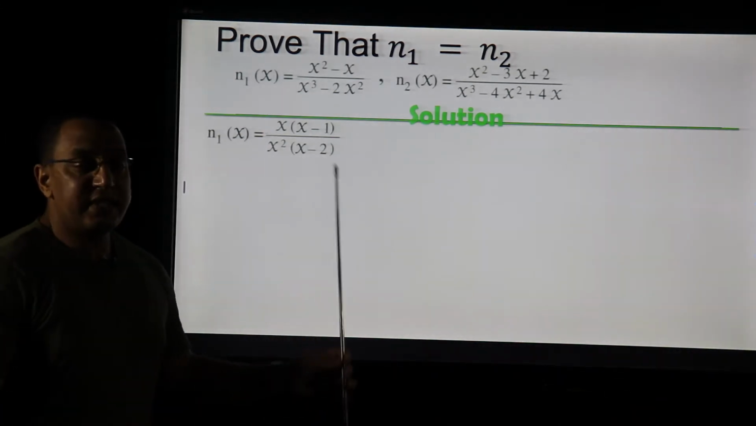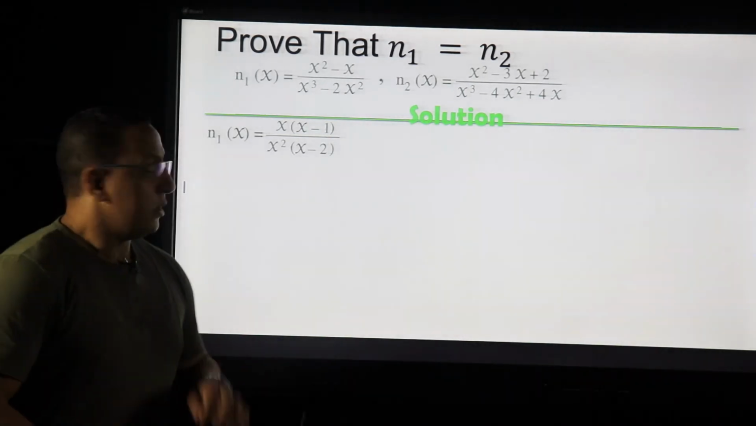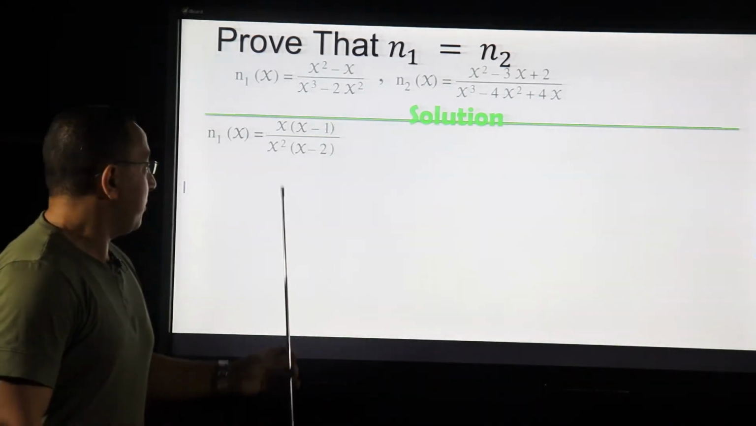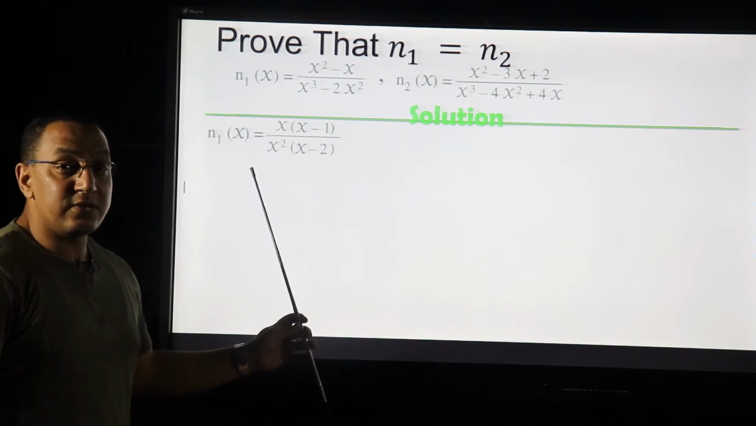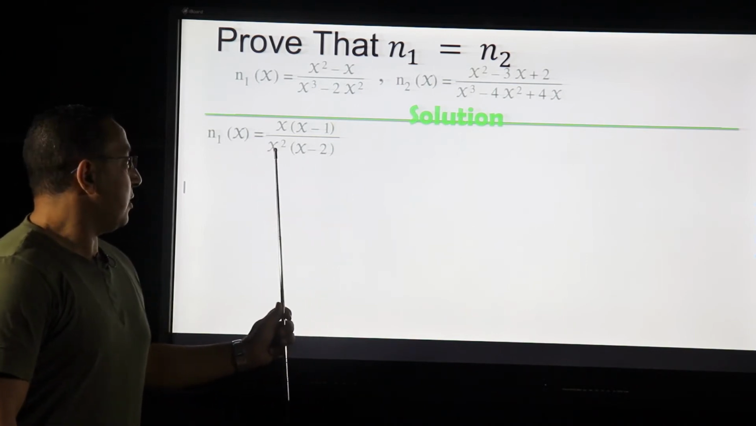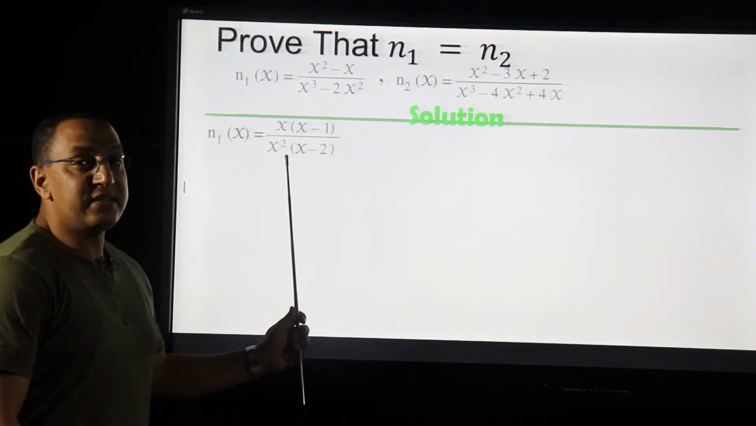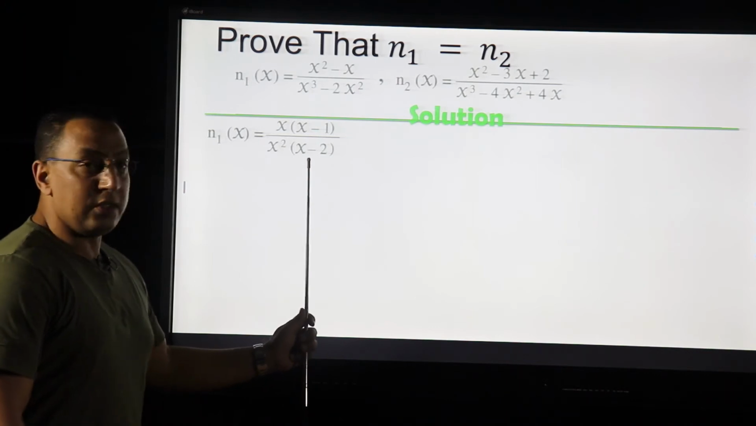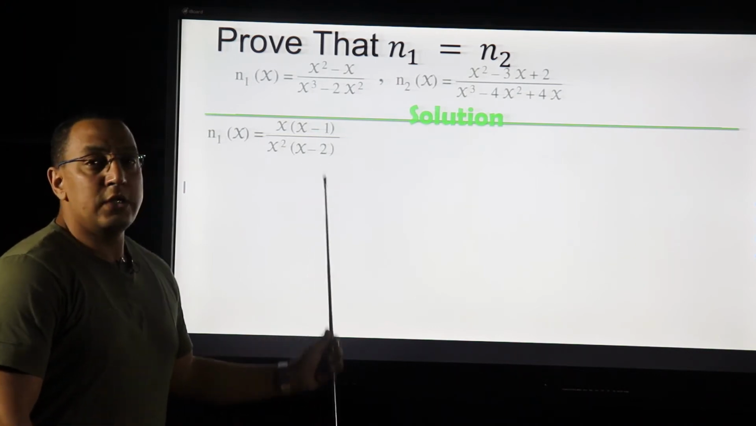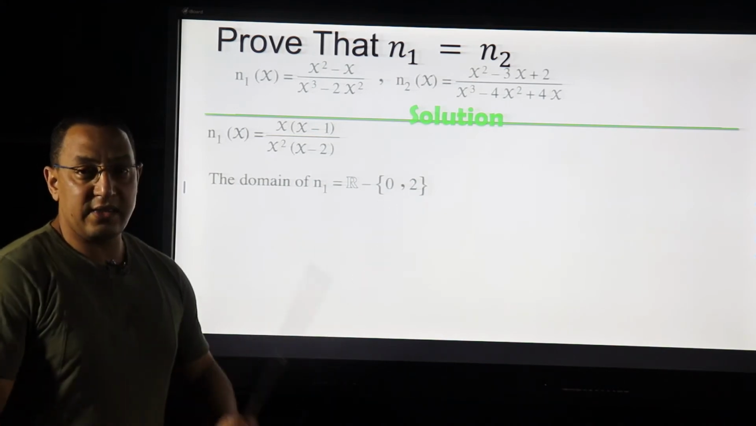Here, the second step, I'm going to identify the domain. Okay, the domain here is R, minus the zeros of the denominator. What are the zeros of the denominator? The zero of the first factor, x to the power of 2, is 0, and the zero of this bracket is 2. So the domain here is R minus 0 and 2, like this.